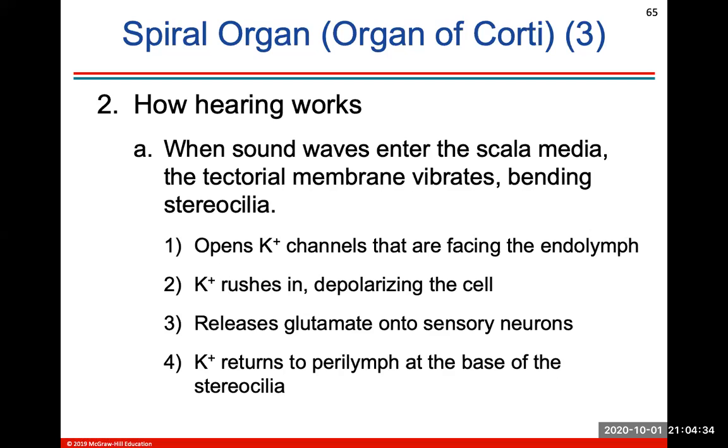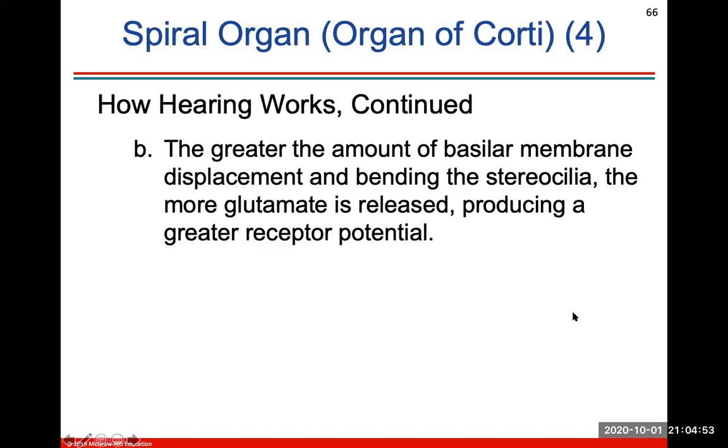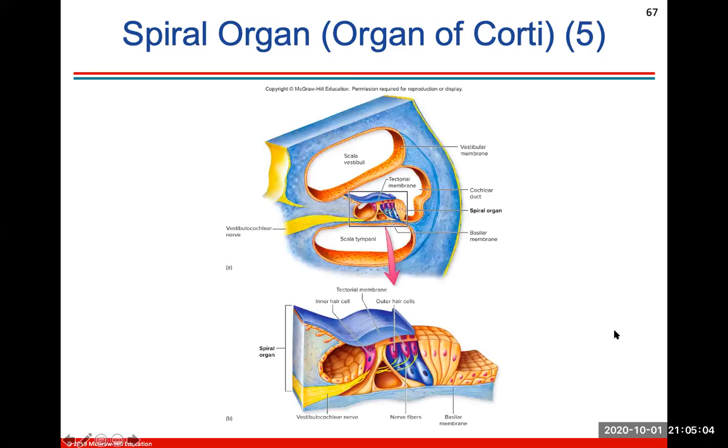This is how hearing works. Sound waves will enter the scala media. The tectorial membrane will vibrate, bending those hair cells or the stereocilia. And when those stereocilia bend, that causes the depolarization of the neurons, and that's what will take the stimulus up to the brain. The greater the amount of basilar membrane displacement and bending, the more glutamate that will be released, and that will produce a greater receptor potential.